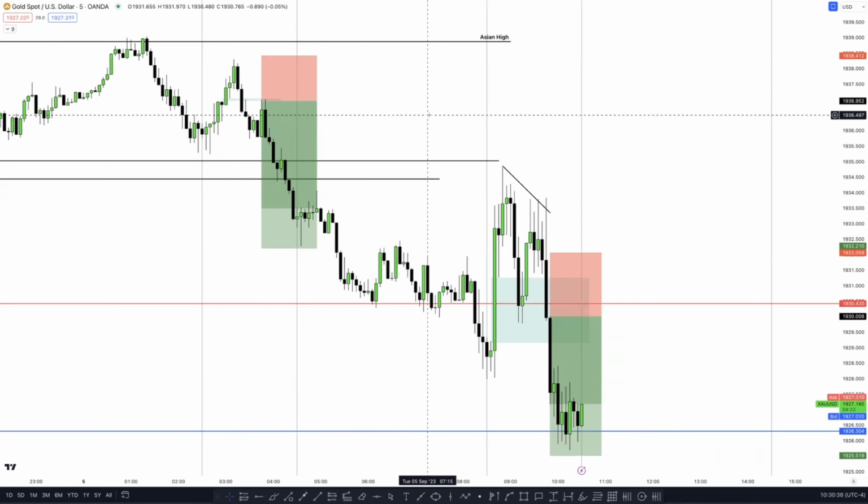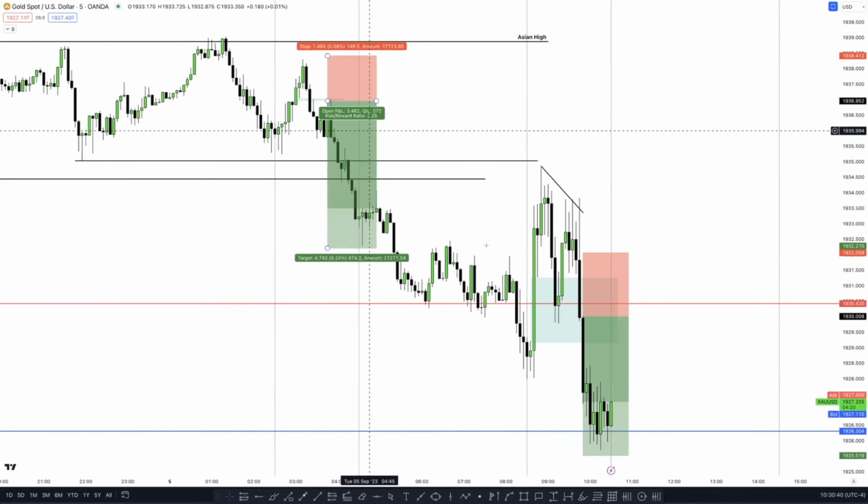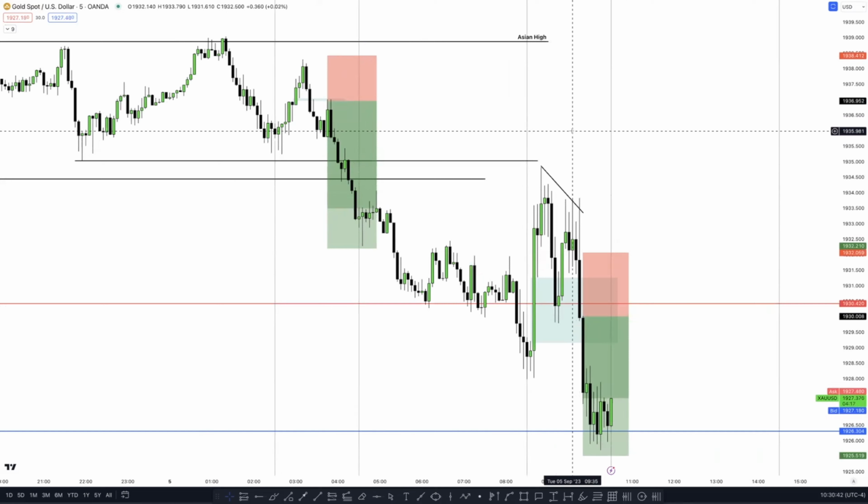All right, so that's pretty much it, guys. I hope you found this insightful. Fair value gap, fair value gap, the proper fair value gap.